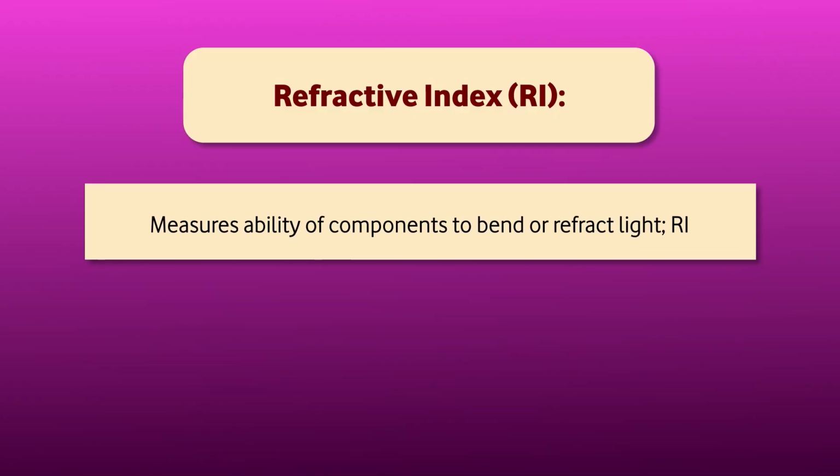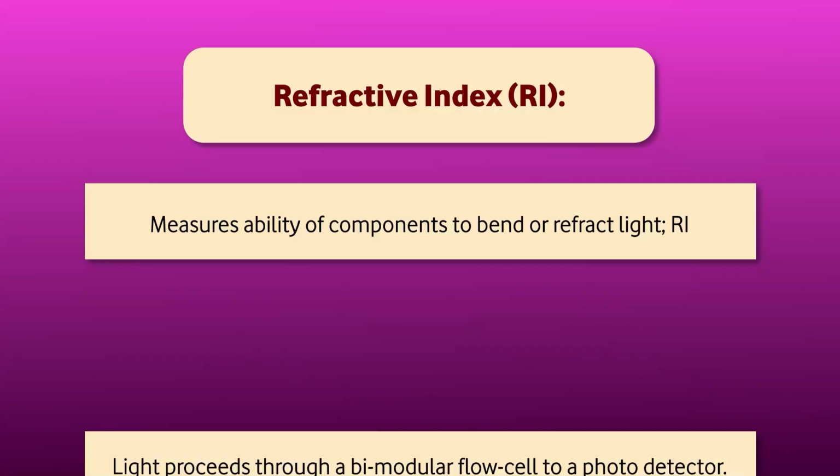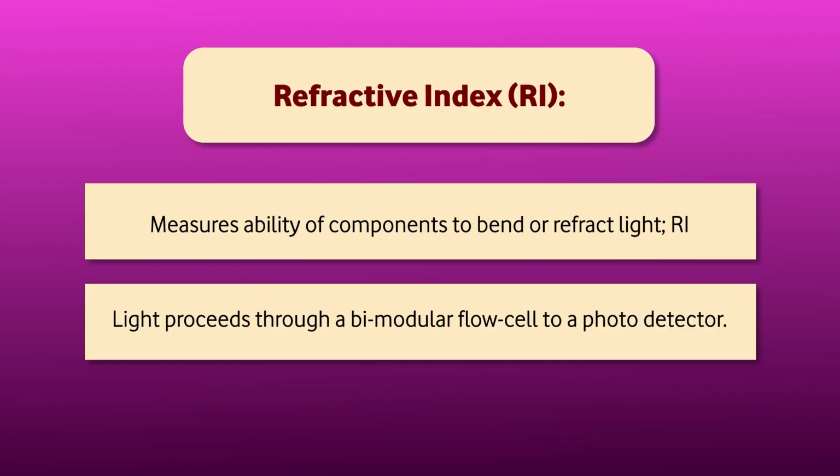Once the component has come to the detector, it measures the ability of components to bend or refract light. We know very well, in the physical analysis and characterization of food, refractive index is one of the parameters. It is nothing but the capacity of the component to bend the light. When the light moves from the solid phase to liquid phase, the light bends, refracts. So light proceeds through a bimodular flow cell to a photodetector.